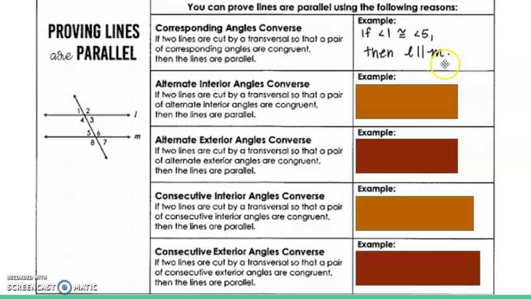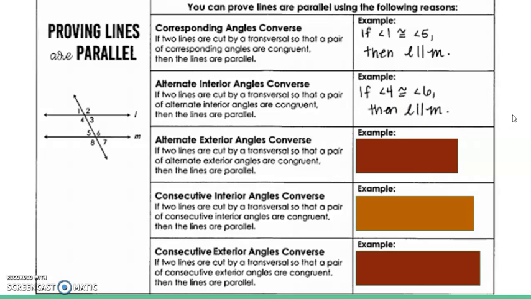M are parallel. For alternate interior angles, it's saying that if we have our alternate interior angles that are congruent, then our lines are parallel. So for our example on the side, if angle 4 and angle 6 are congruent, then line L and M are parallel.